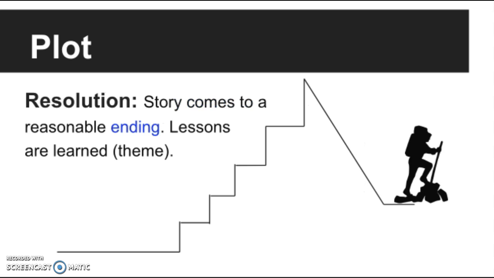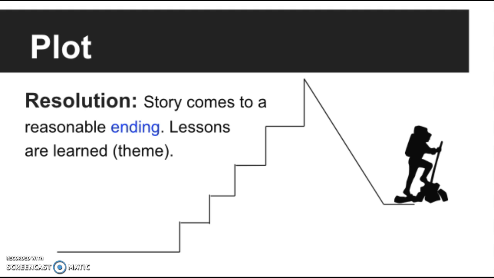Finally, we have the resolution. That is where the story comes to a reasonable ending. Okay, reasonable ending. It doesn't have to be an ending that you like. It doesn't have to be all roses and sunshine. Okay, sometimes people die in the resolution, and that's not pleasant, but it is a reasonable ending. We can tell as readers that the story is over.